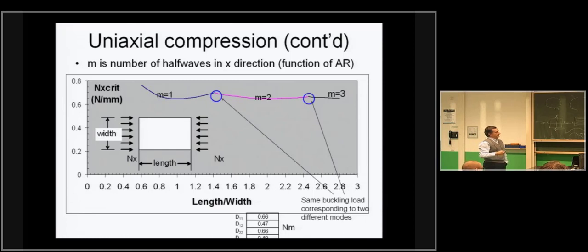What is interesting is that at the intersections of these curves, the analysis says you have two buckling modes coexisting. That is, the structure should buckle at the same time with one half wave and 2 half waves at this point here at around 1.4. Obviously, in reality, it never happens. There are eccentricities and imperfections which will favor one of the two. And depending on those, you will go either on M equals 1 or M equals 2.